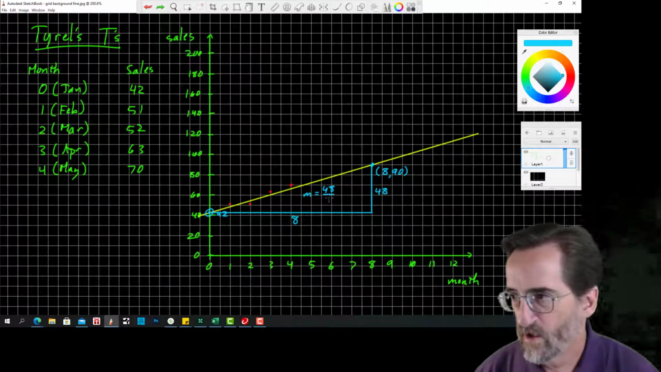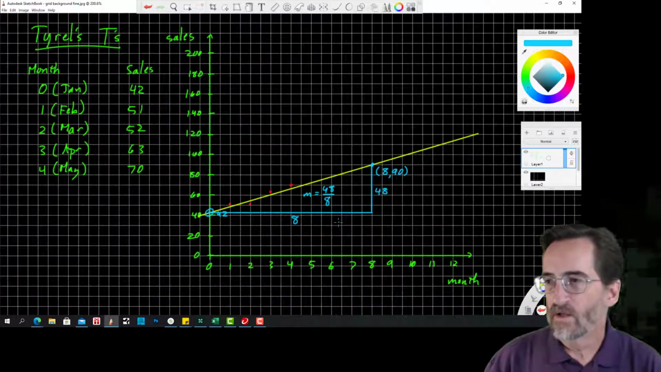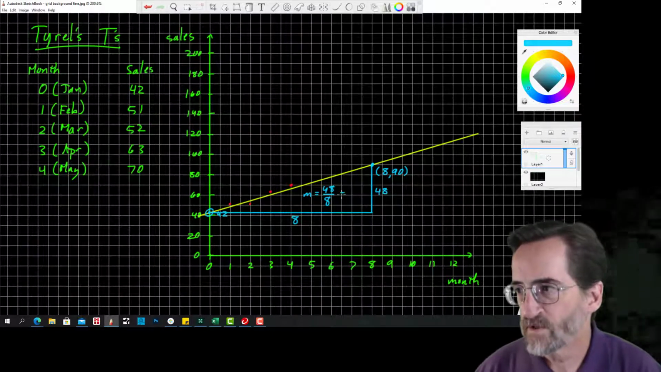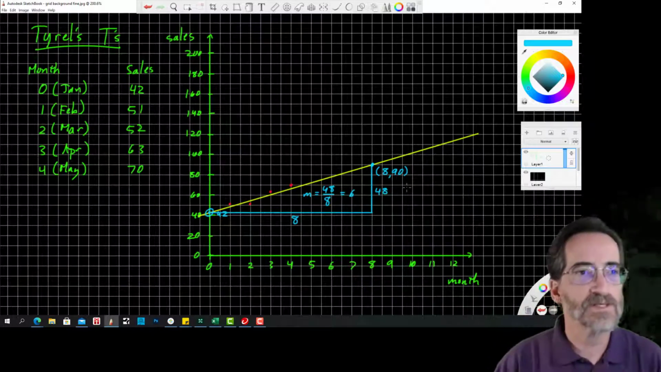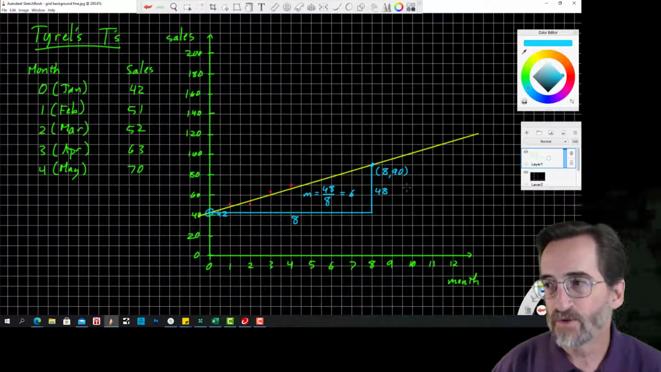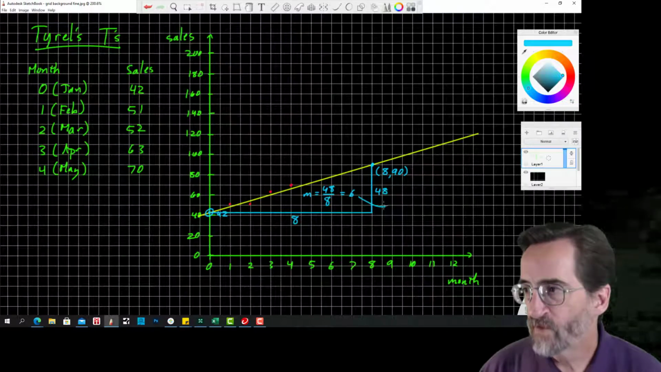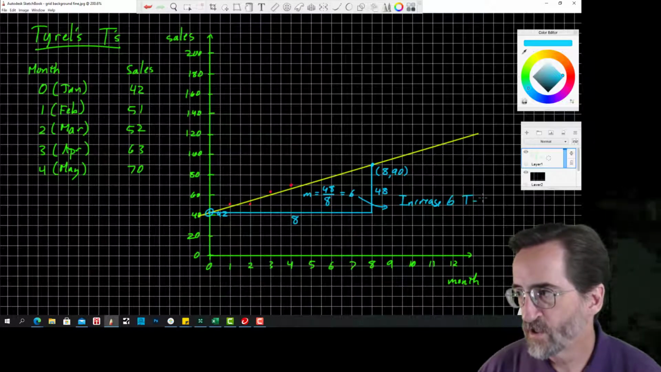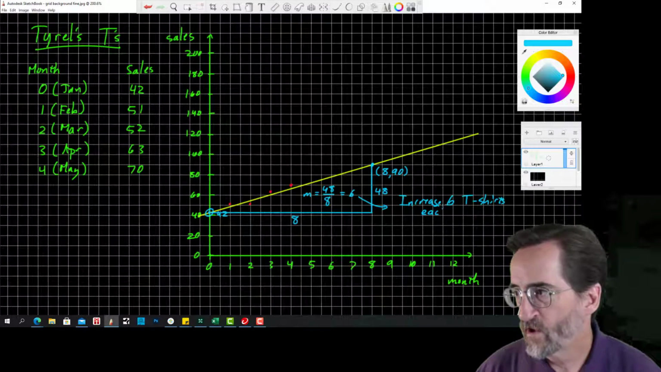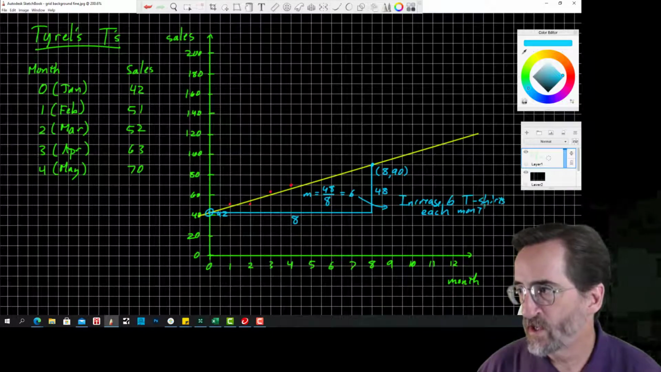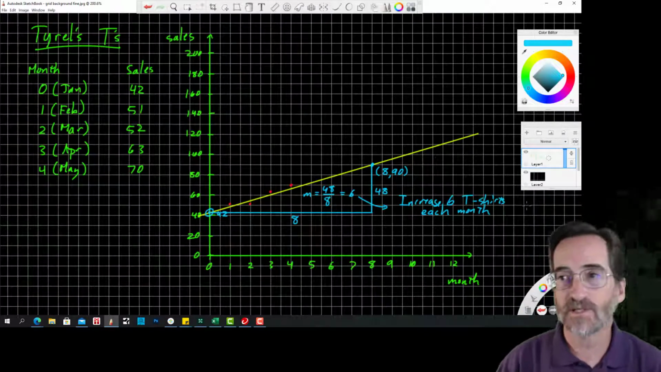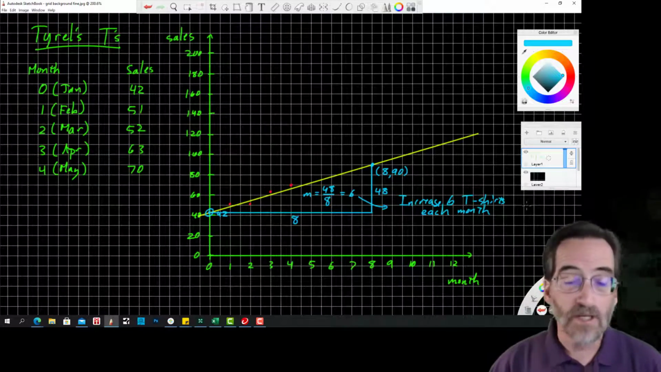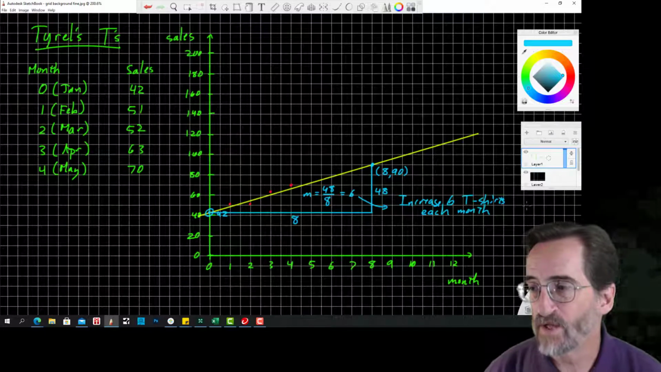Okay, now 6 times 8 is 48, so that's a slope of 6. So here's what this tells me, right? Interpret this. This tells me we increase 6 t-shirts each month. So every month on average, we add another 6 t-shirts. So we can think about that and use that to make a prediction.